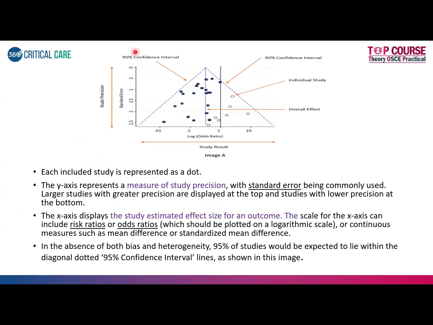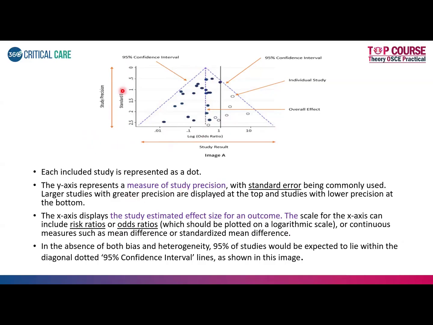So how do you answer this kind of question? You have to plot a graph, and you have to plot the studies. Each study is represented as a dot, and like the line of null effect in the previous slide, we have the line of overall effect here as well. Then you have the triangle, which represents the 95% confidence interval.